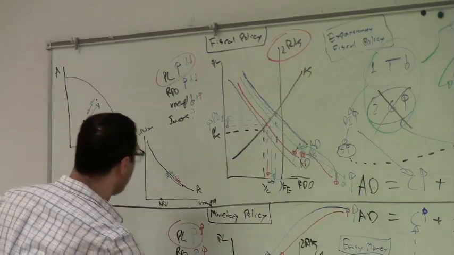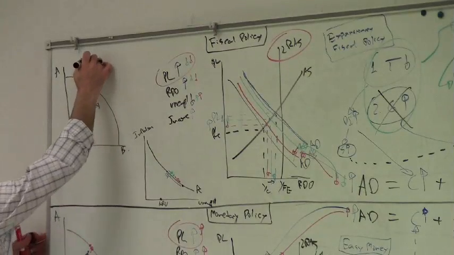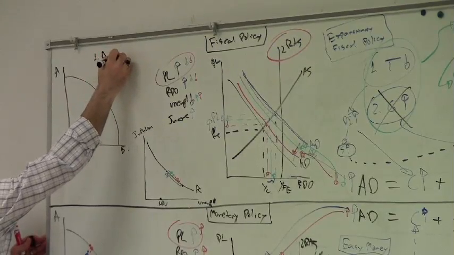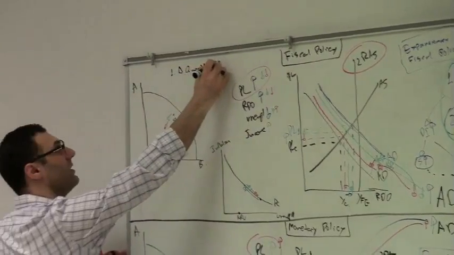So let's write out the determinants for the production possibilities frontier. One is a change in the quantity of resources.